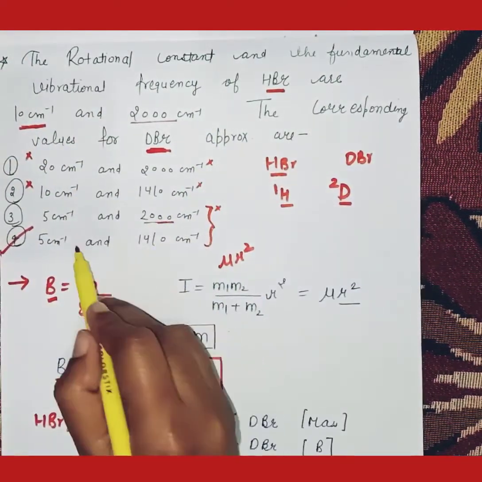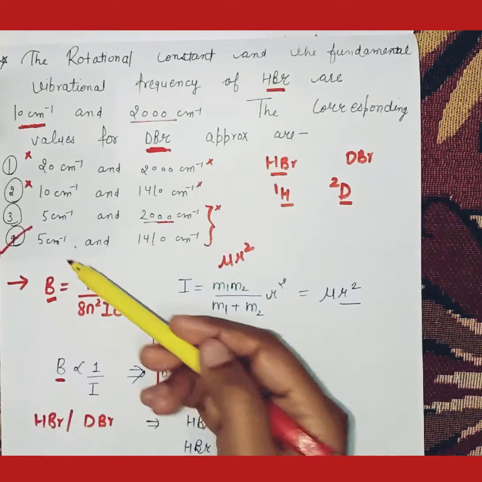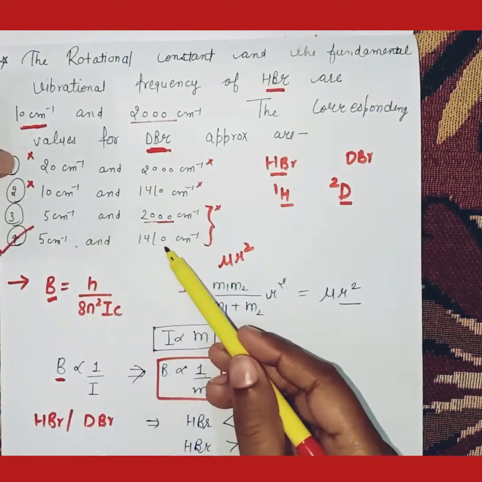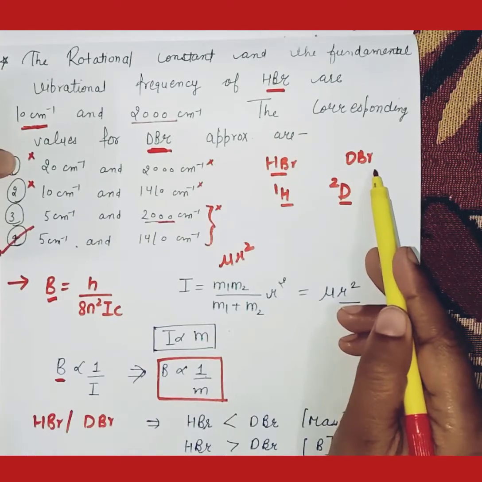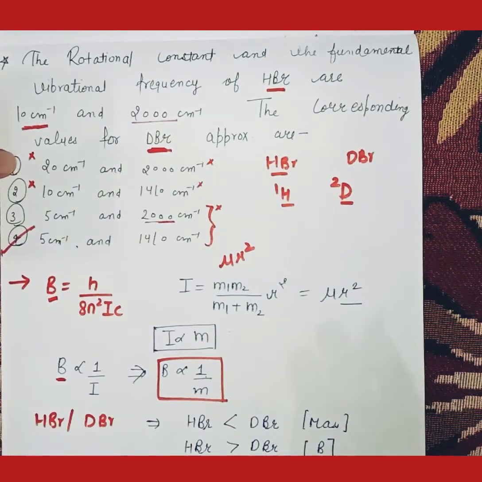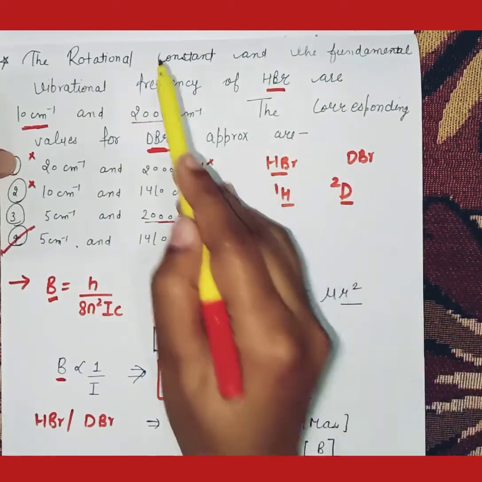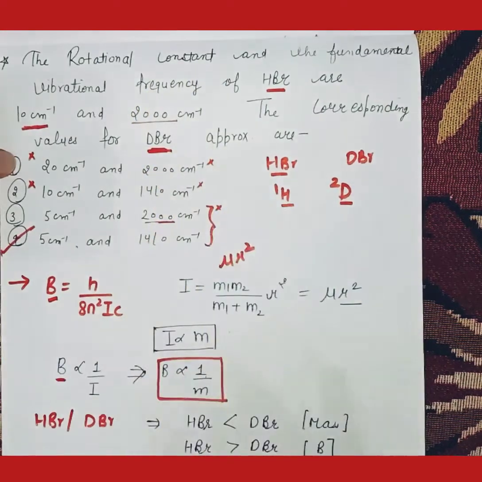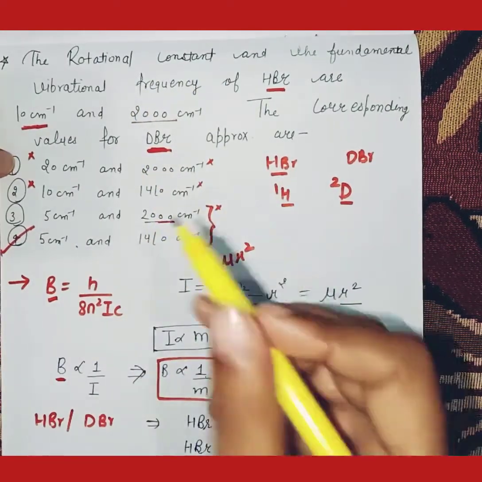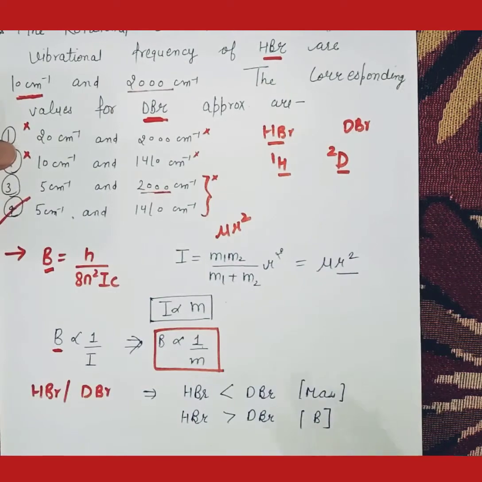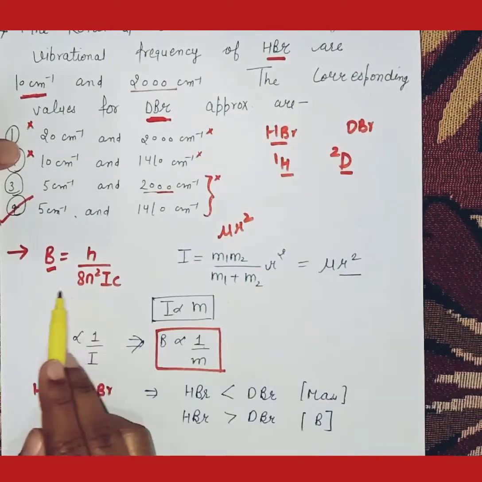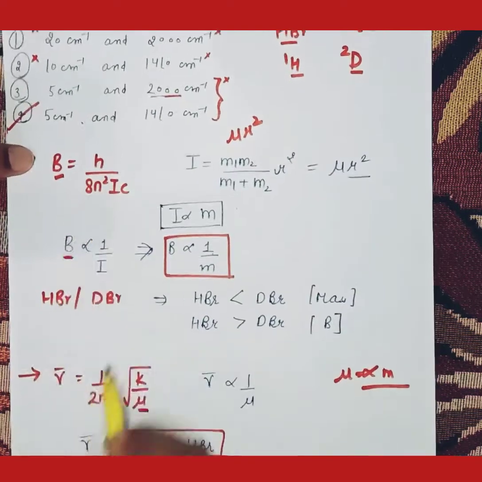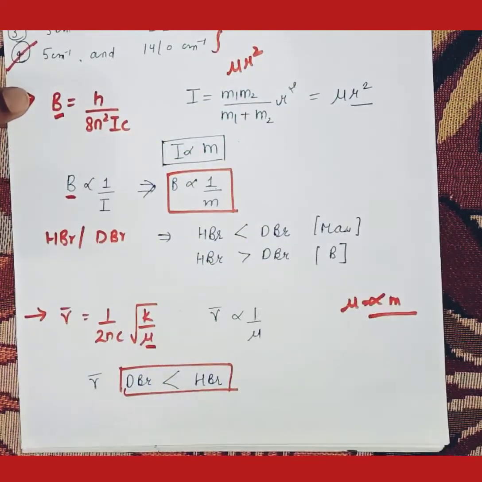So our correct option is the fourth one, in which both the rotational constant and the fundamental vibrational frequency decrease in the case of DBr, because if mass increases then obviously both these values decrease. In this way you can find all the values with the help of these two formulas, which are very important.